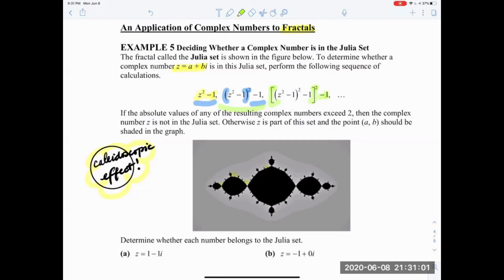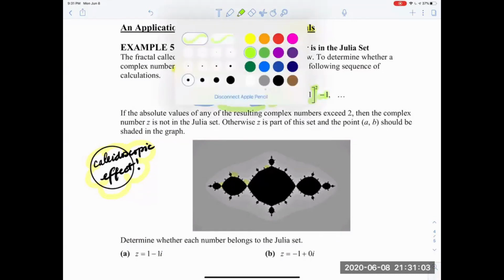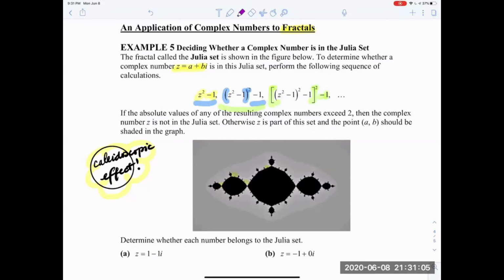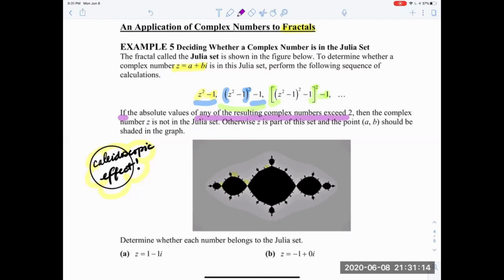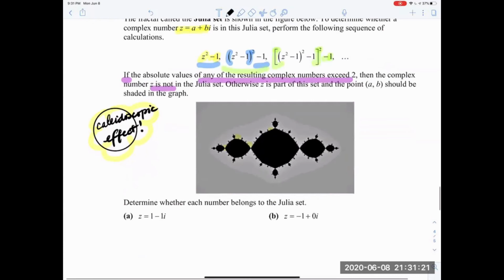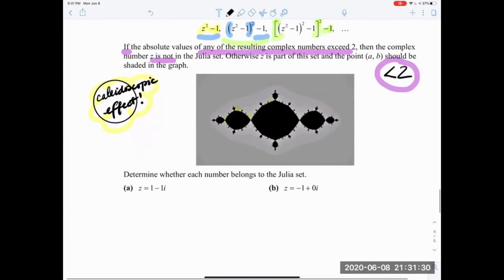Well, what's the important part here? The important part is that if any of the resulting complex numbers exceeds 2, then the complex number is not in the Julia set. So the bottom line is, whatever you get when you do these transformations, you have to get something that is less than 2. If it's less than 2, you know it's in the Julia set. If it's not, it does not belong to the Julia set. In other words, it does not belong to the transformation you see in front of your eyes.